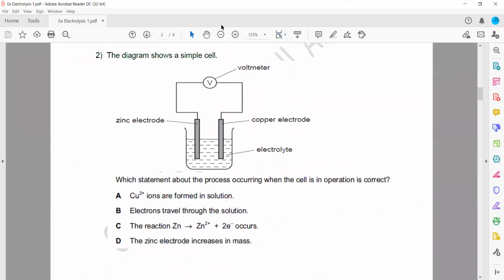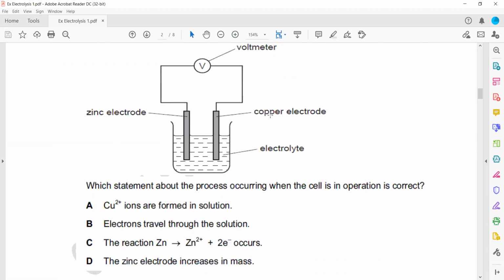The diagram shows a simple cell. As you can see, this is a simple cell. Which statement about the process occurring in the cell operation is correct? Copper ions are formed because zinc is more reactive. So zinc atom changes to zinc ion and the electron travels from zinc electrode to the copper electrode. So A cannot be right, electron cannot move through the solution. Basically zinc atom changes into zinc ion, that's true. And the size of the zinc electrode won't increase, it will decrease because the zinc atoms are changing into zinc ion. So what we'll observe is the size will decrease.